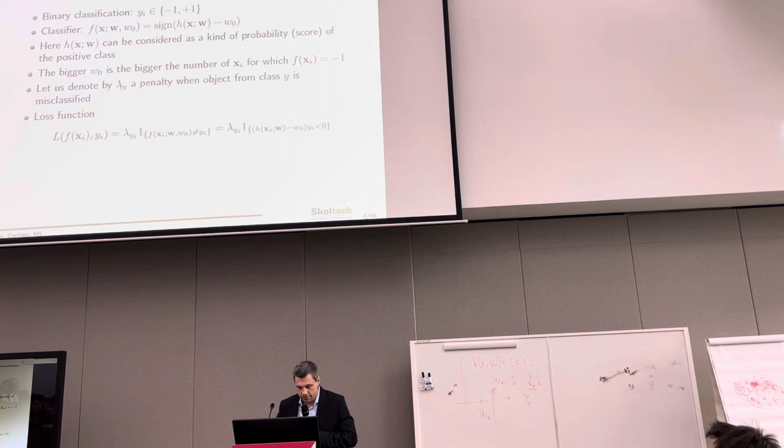Let's denote by lambda a penalty when an object from a class Y is misclassified. And so, in order to introduce this weight into the loss function, we just take this indicator. In this indicator, the condition is that the prediction of the classifier doesn't coincide with the label. And this is just the weight, the cost of this error. And so by tuning these weights, we can increase the attention of the classifier either to errors of one type or to errors of another type.